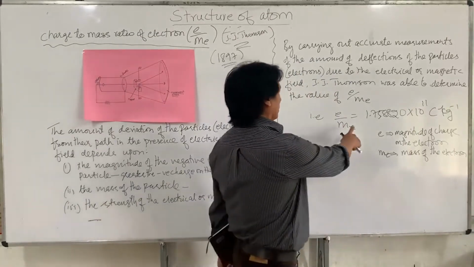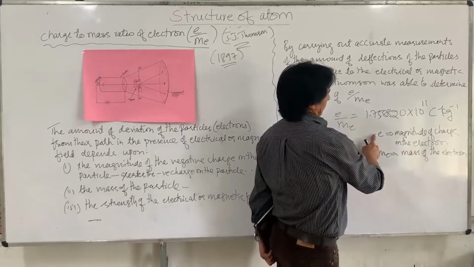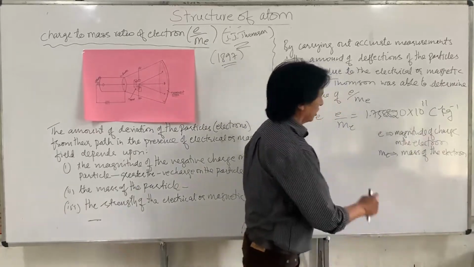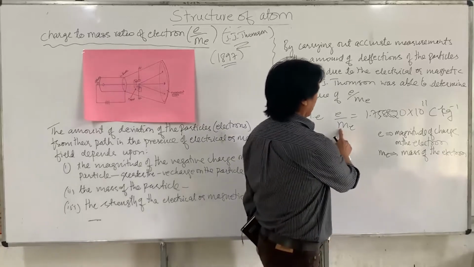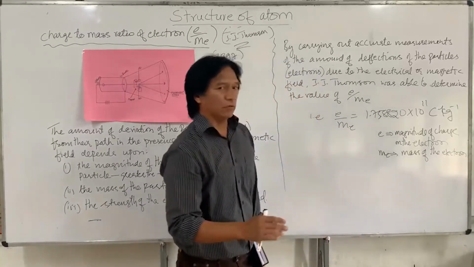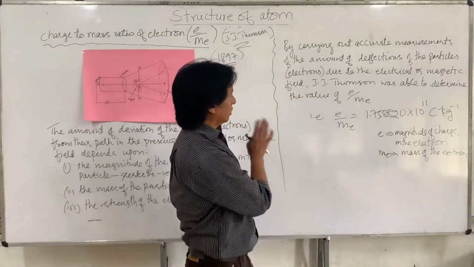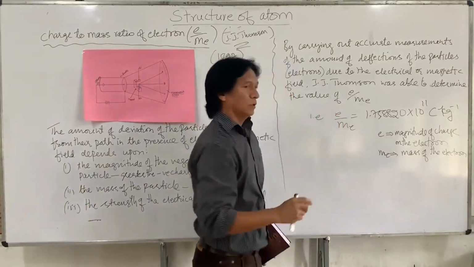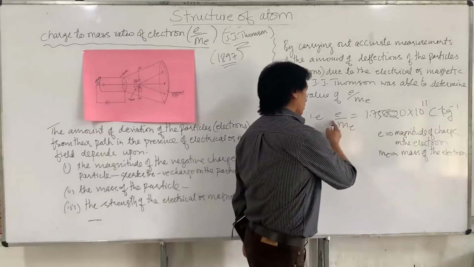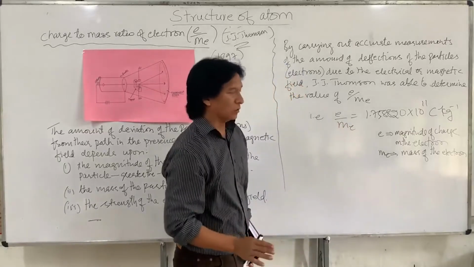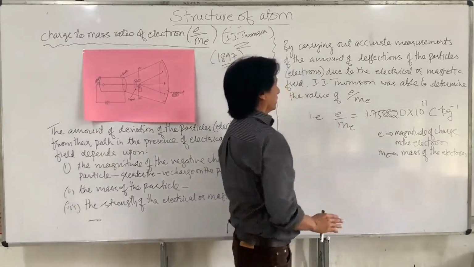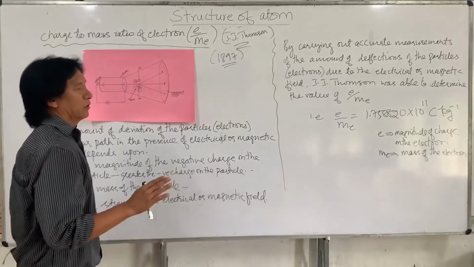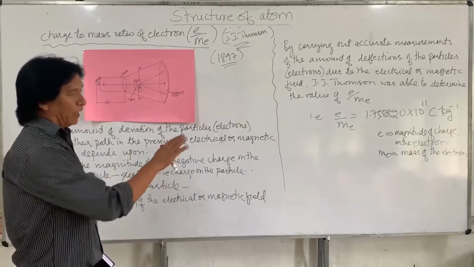Here e is the magnitude of the charge on the electron, and m_e is the mass of the electron. So during J.J. Thomson's time, the actual charge on an electron was not known, and also the mass of an electron was not known.